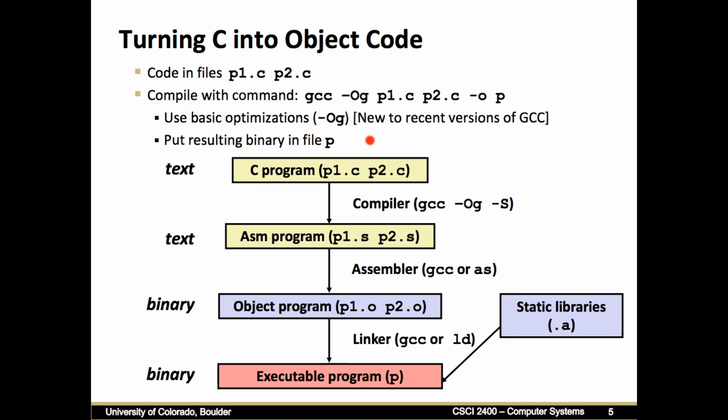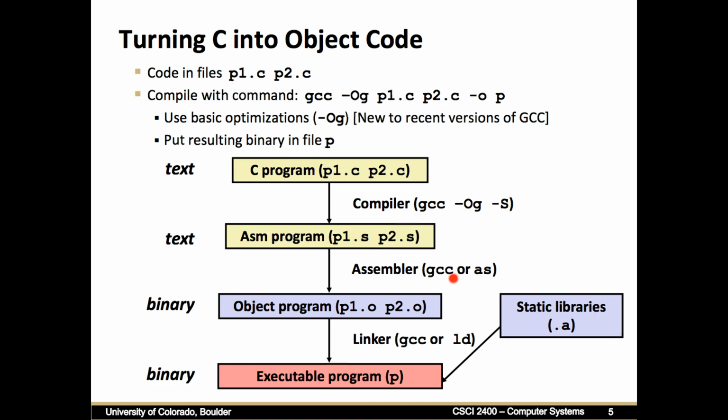The resulting binary will be in this file P, but the steps that happen are we compile the programs, and so here you might get errors and other things along these lines. And when that program is compiled, it will then produce an assembly program that is a text file that is then assembled by either GCC or an assembler AS. So in other words, we can actually get the assembly code corresponding to our C code dumped out so that we could look at it if we wanted to.